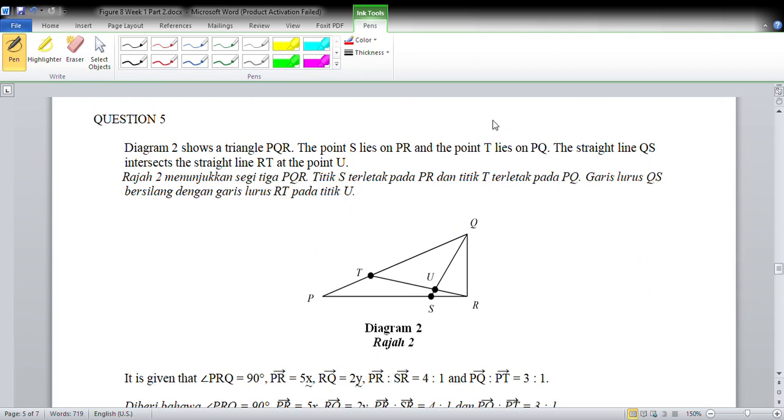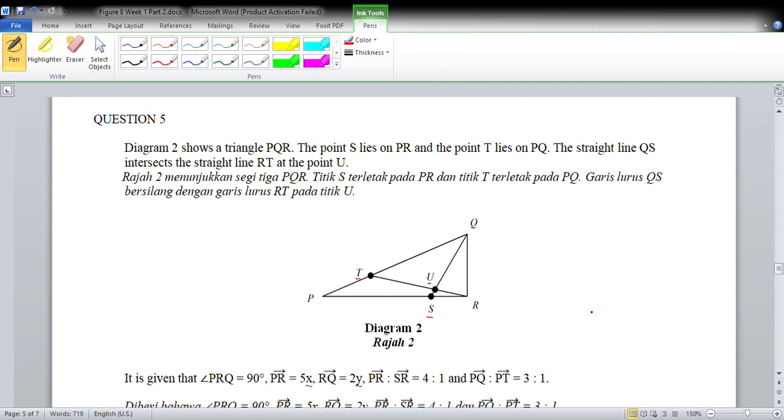Okay, let's look at question 5. Diagram 2 shows a triangle PQR. The point S lies on PR. So you can see here, point S lies on PR. And the point T lies on PQ. This is T. The straight line QS intersects the straight line RT at point U. So you can see all this in the diagram.